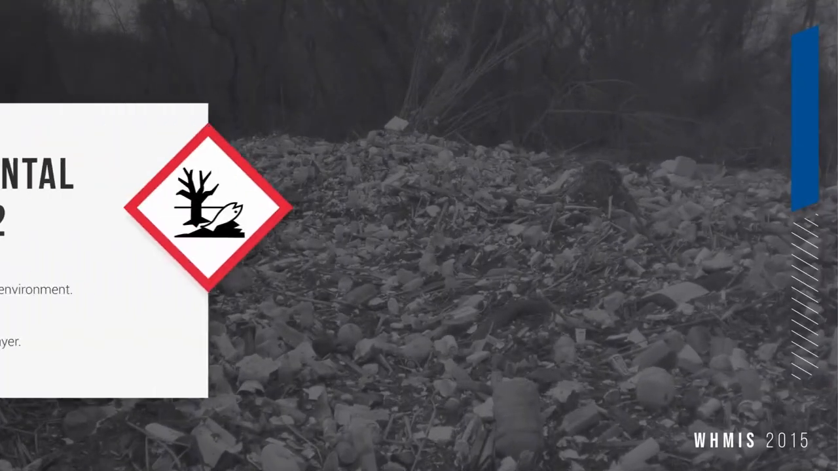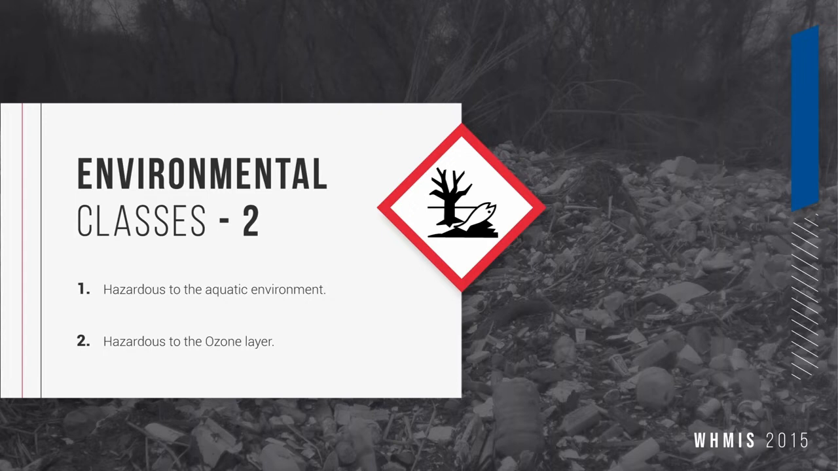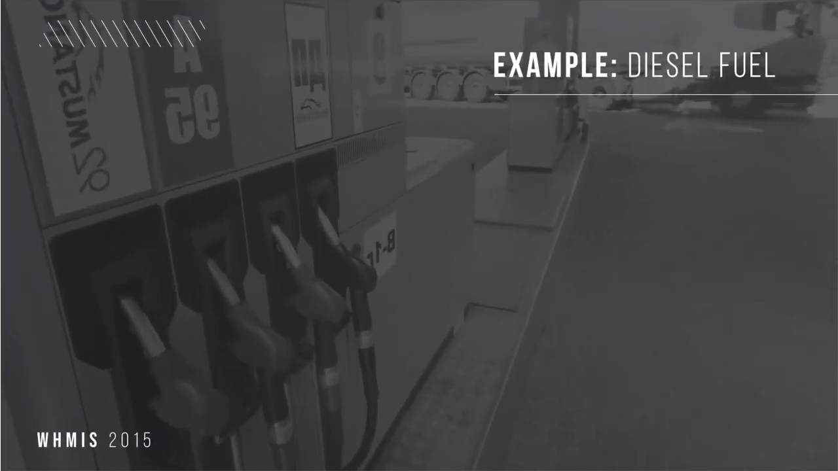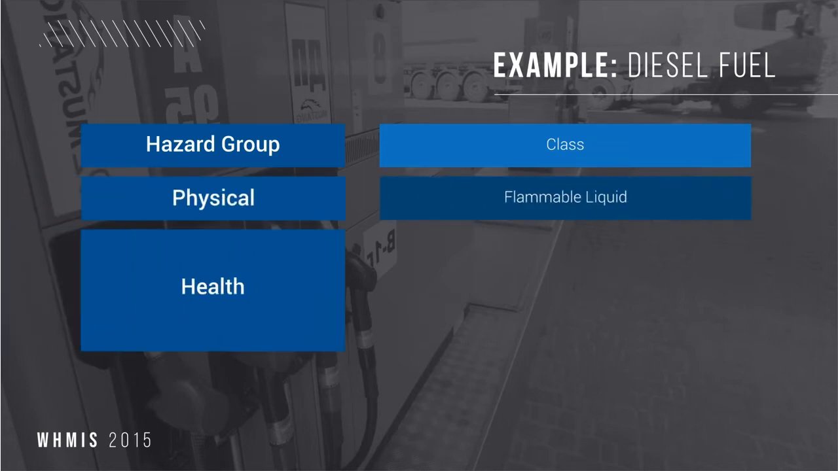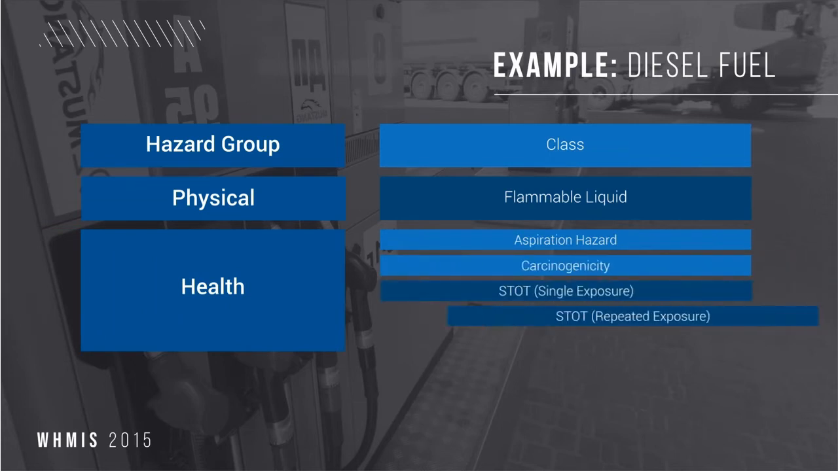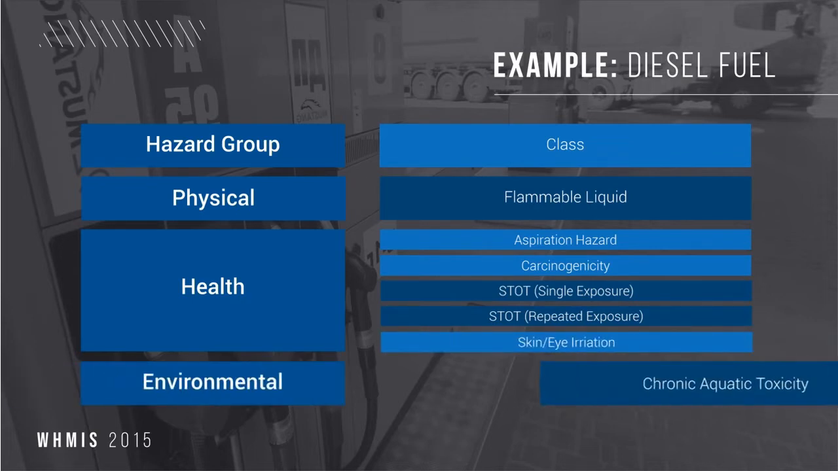And lastly, there are only 2 environmental classes: hazardous to the aquatic environment or hazardous to the ozone layer. Diesel fuel is a good example to look at the hazard groups and classes, as this is a hazardous product that contains hazards for all 3 hazard groups: physical, health, and environmental. Physical: flammable liquid. Health: aspiration hazard, carcinogenicity, STOT single exposure, STOT repeated exposure, and skin-eye irritation. Environmental: chronic aquatic toxicity.